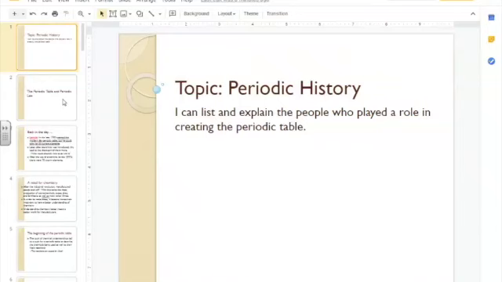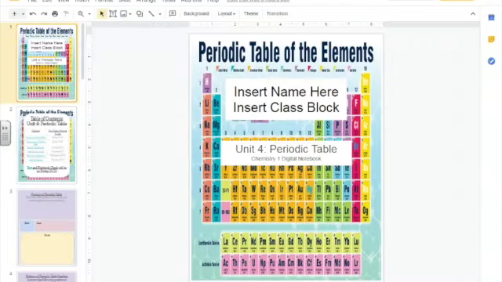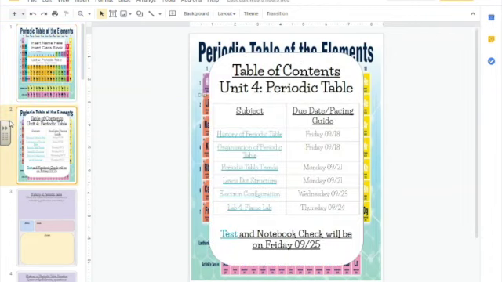So today we are starting a new unit 4, and it is on the periodic table. In your digital notebook, you need to make sure you change your name, put your name there, and change the class block to whatever period you have this. Looking at the table of contents.